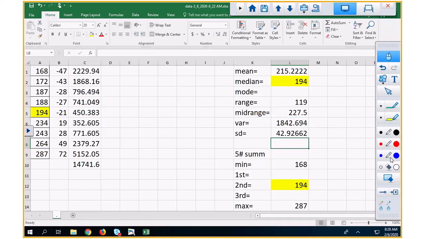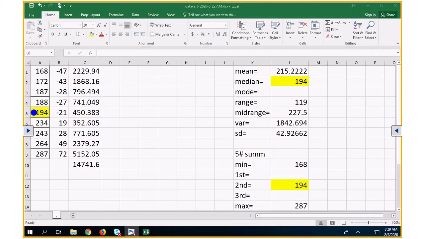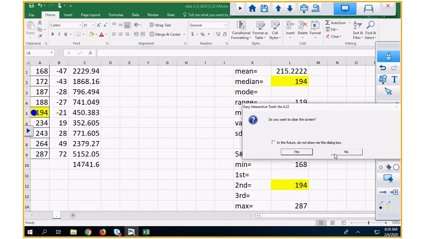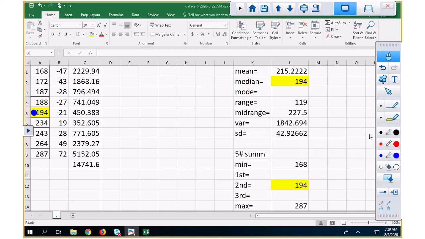Put a little dot right here. How many numbers do I have above 194? 4. So how do I find the median of 4 numbers? Find the average of the middle two, right? Find the average of the middle two.